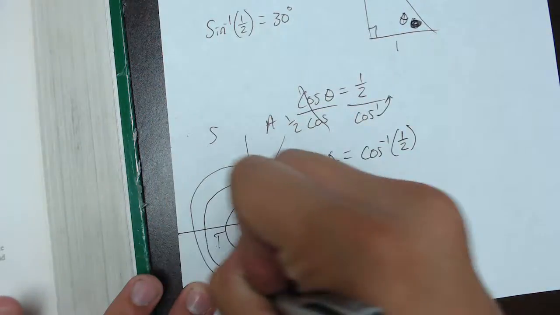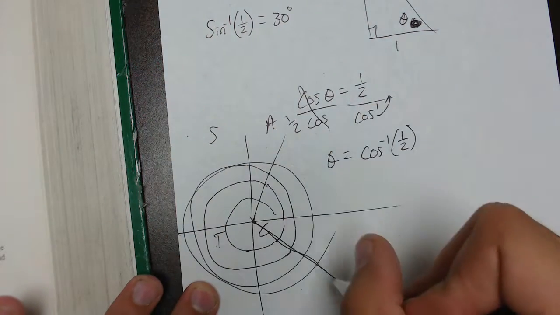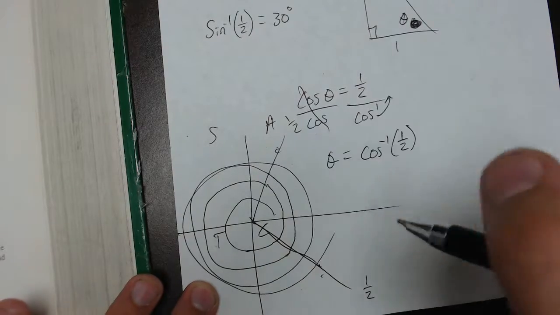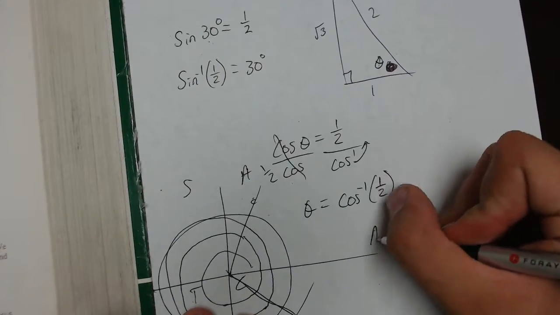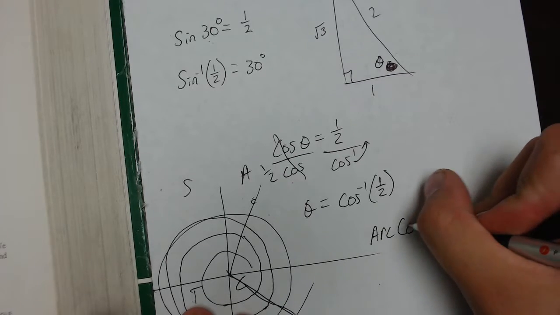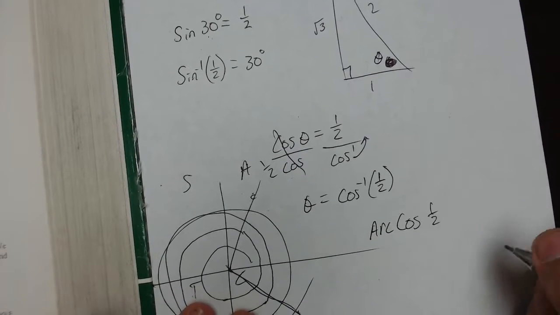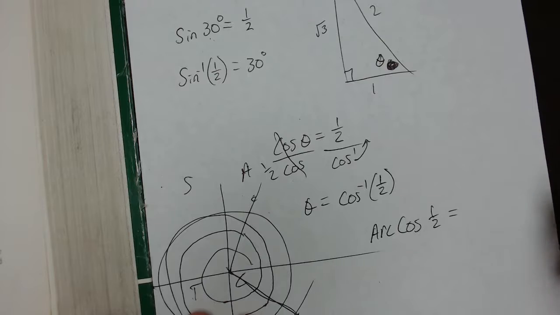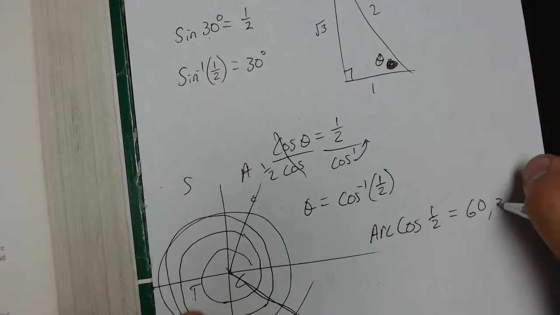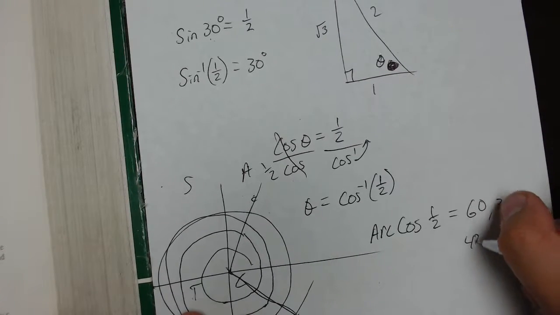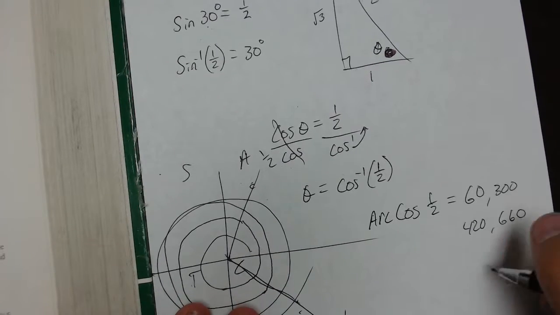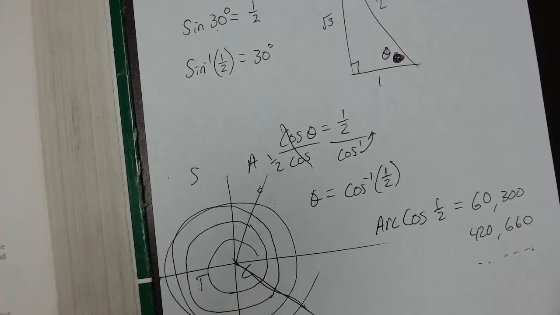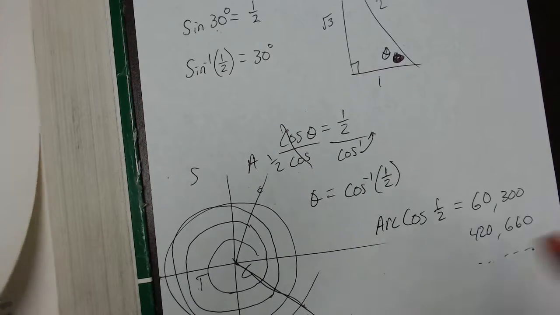And so I can infinitely keep adding degrees, and every time I get to this point and this point, this point and this point, I'll have a cosine of 1/2. So if I want to ask you, what is the arc cosine of 1/2? You've got an infinite number of answers. You're going to have 60, you're going to have 300, you're going to have 420, you're going to have 660, and then it's just going to keep going forever and ever and ever. So we put limits on them.